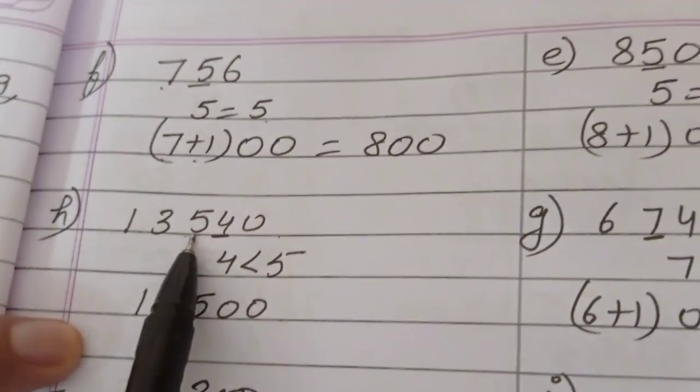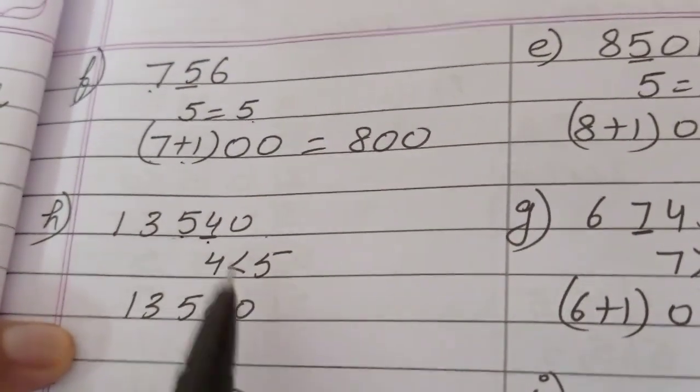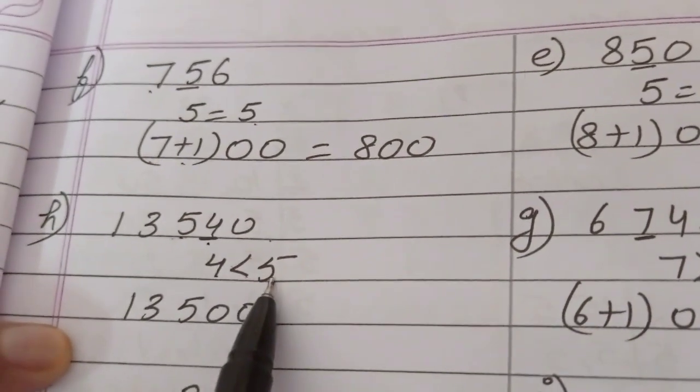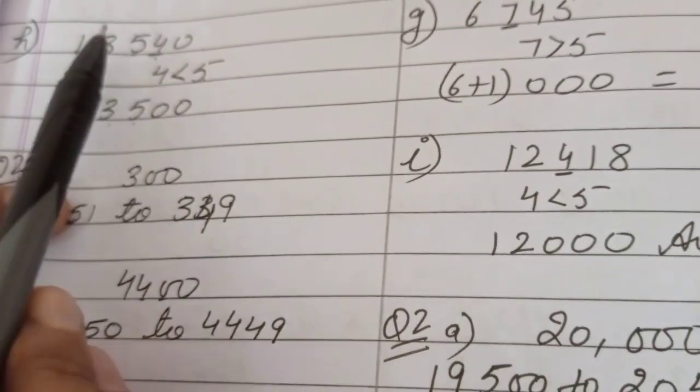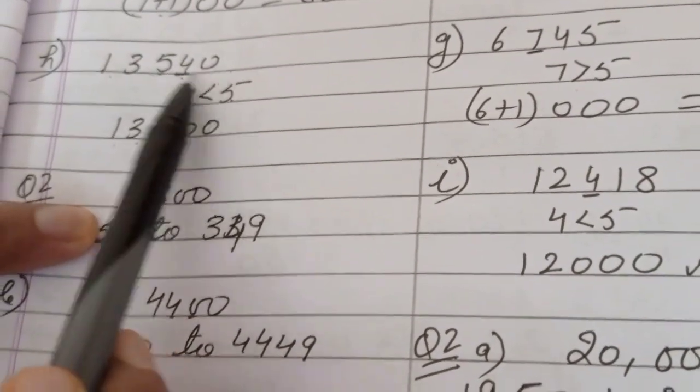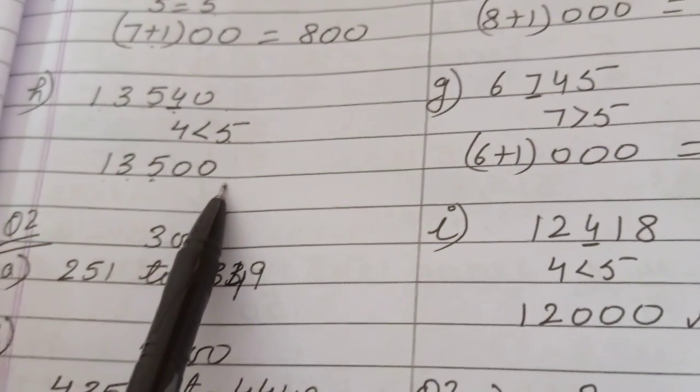Next is this value. We need to round to the nearest 100. So we will see the tens place, that is 4, less than 5. Now we are not going to change. 1 as it is, 3 as it is, 5 as it is. You can see there is no change, and replace both the values with zeros.